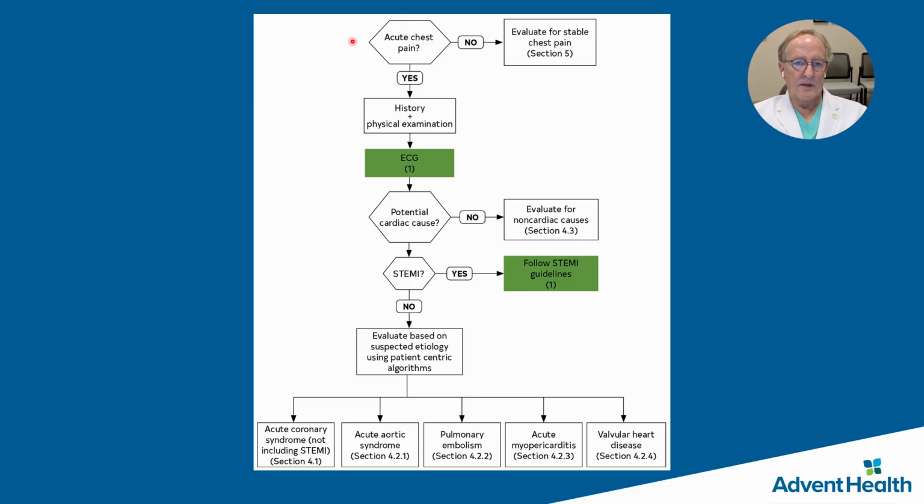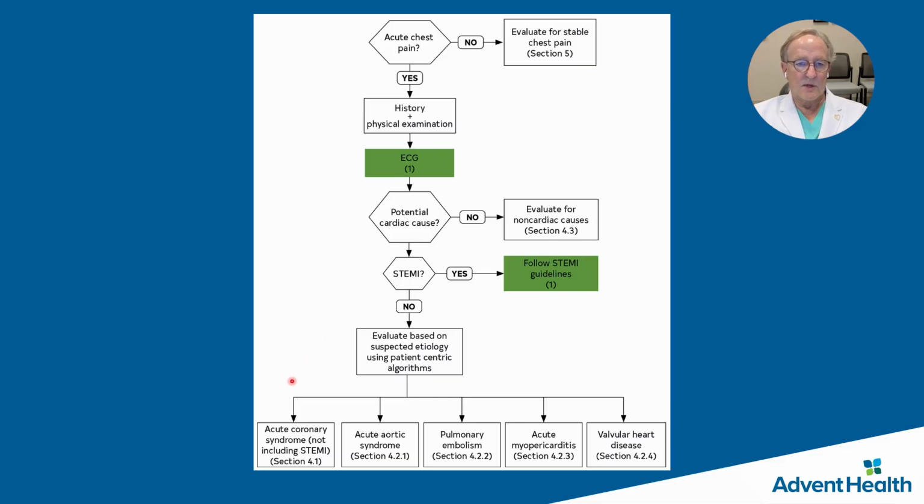First algorithm in the cascade of algorithms for chest pain evaluation, and I think most of you know this, is obviously a history and physical. Step 1 is an electrocardiogram, which we'll talk about more as a decision point in a second. Potential cardiac cause, no. Obviously evaluate for non-cardiac causes. Rule out a STEMI, yes. We go to the STEMI guidelines, which is another presentation.